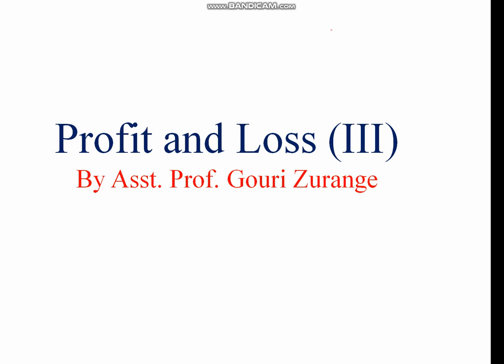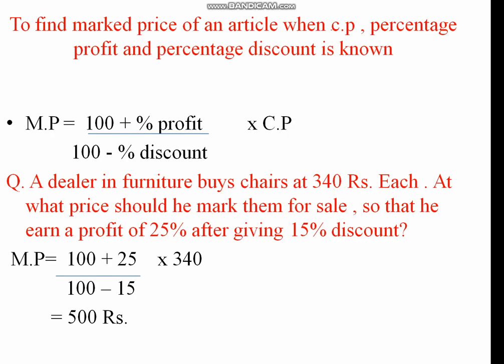In this video lecture, we continue the profit and loss topic. In the previous video lecture, we saw examples of percentage profit and percentage loss, and how to find the selling price or cost price if we know the percentage profit or percentage loss and one of the values, SP or CP. If SP is known, then we can find the CP, and if CP is known, then we can find the SP also. Now see another type of example.